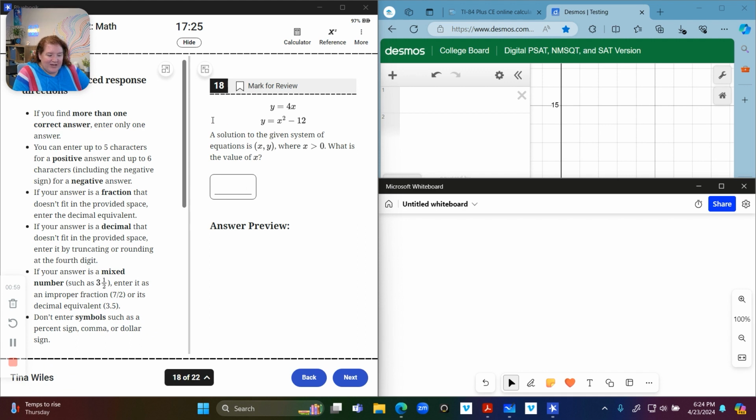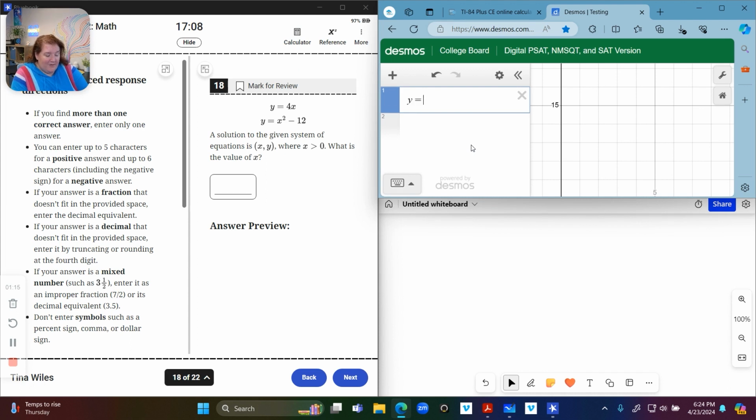So let's take a look at number 18 here. I would graph this one. A solution to the system of equations where x is greater than 0. What is the value of x? You can access Desmos by clicking the calculator button. I just have it up to make making the videos a little bit easier.